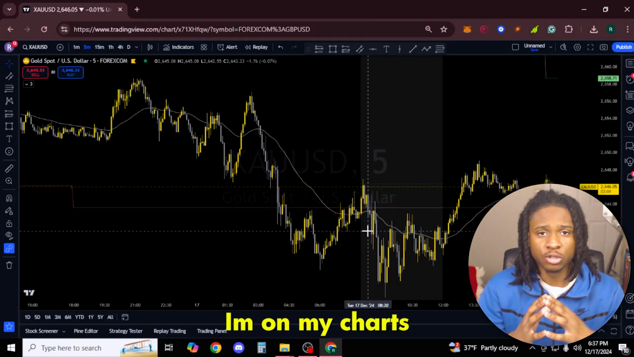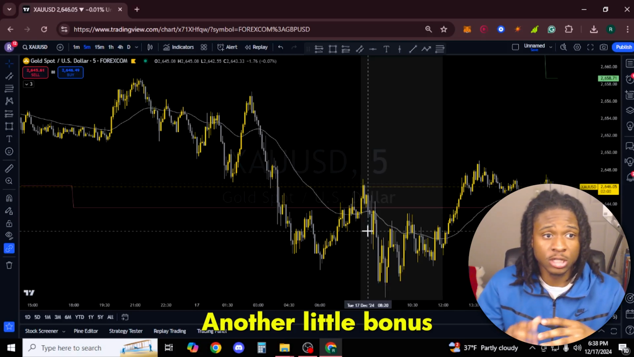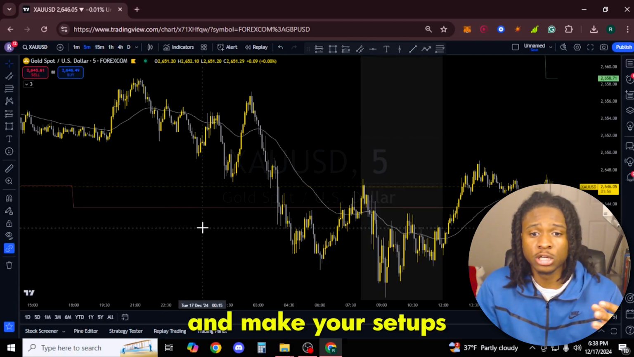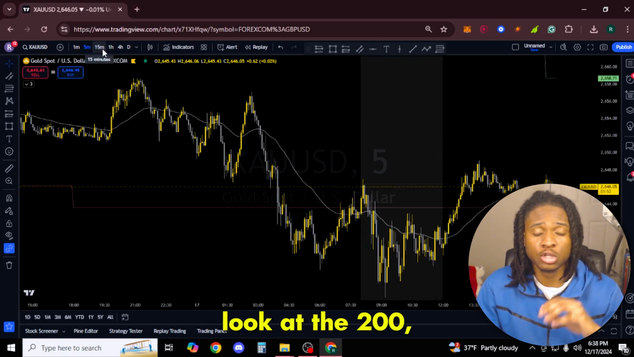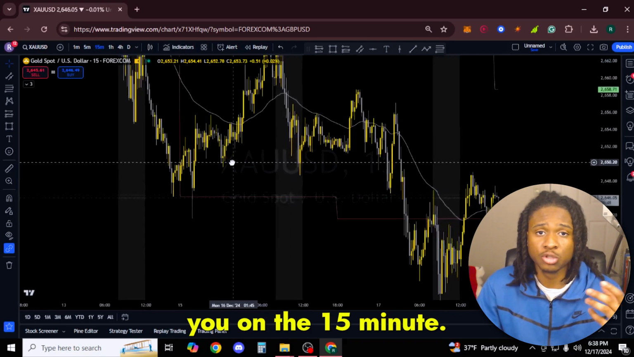So now that we're on my charts, let me show you exactly how we use the 200 EMA. Another little bonus, when you use this, use it on the higher time frames. Here we take our trades and make our setups on the 5 minute, but when you look at the 200, I want you to look at the 15 minute or the 1 hour. Real quick, I'm going to show you on the 15 minute.